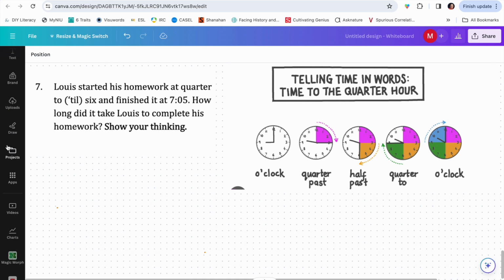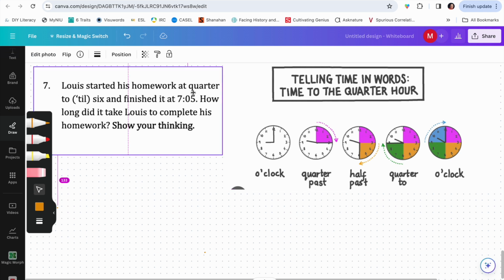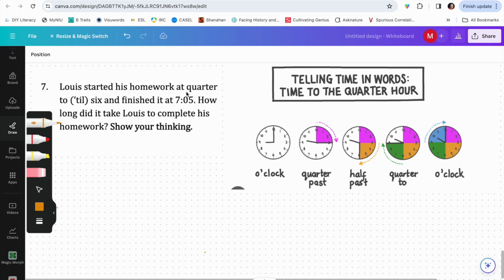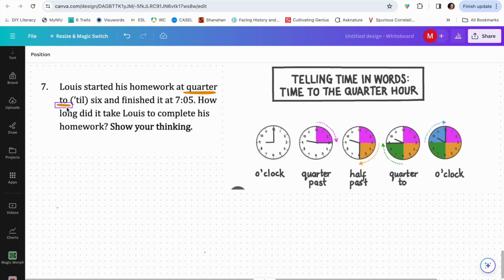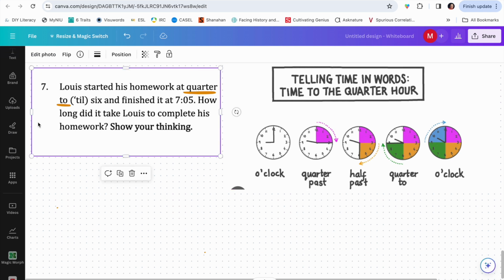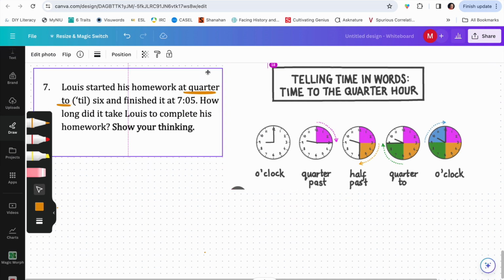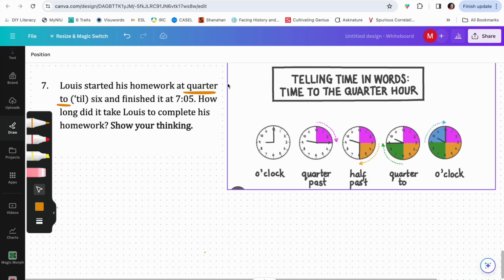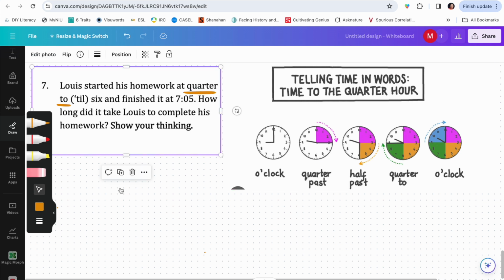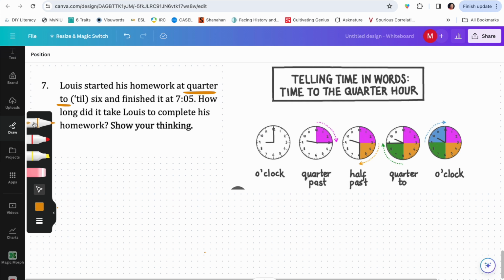And in number 7, we're looking at some more of the language. Let me write. Stand by. Okay, good. We're looking at this quarter to language. That means quarter until, or a quarter. I'll write this down here because it's being so goofy.